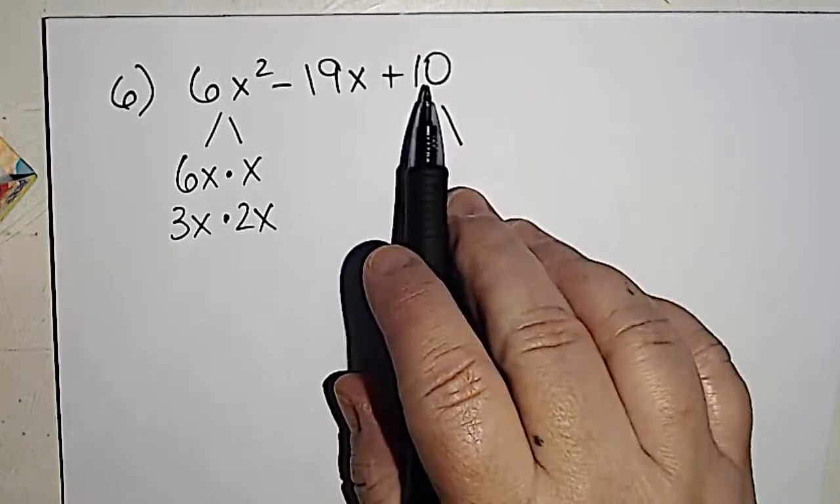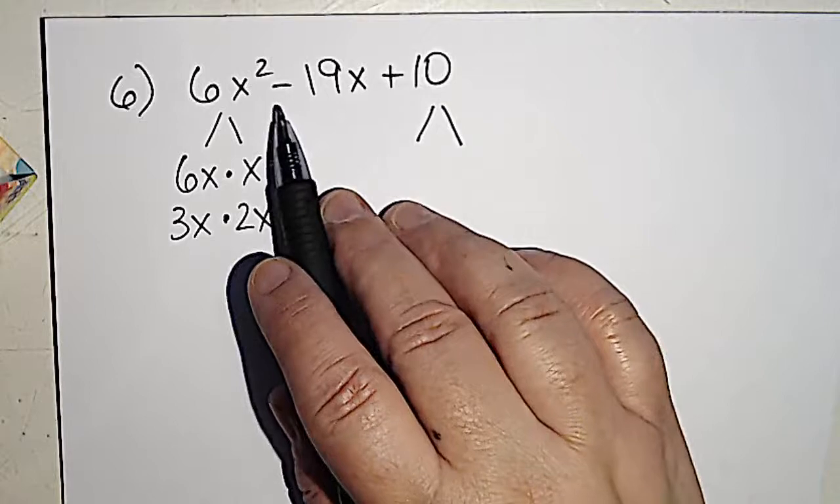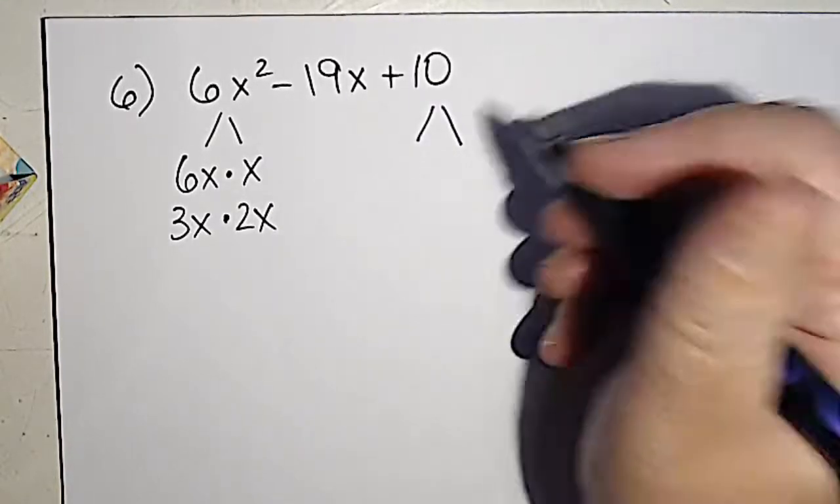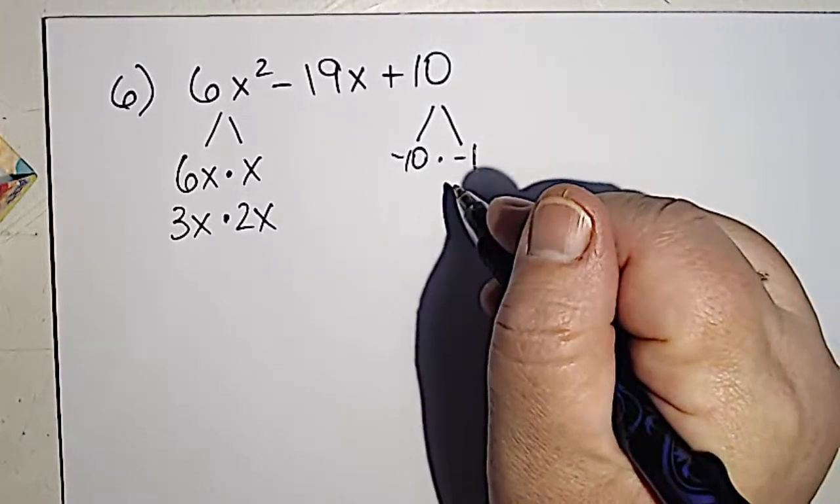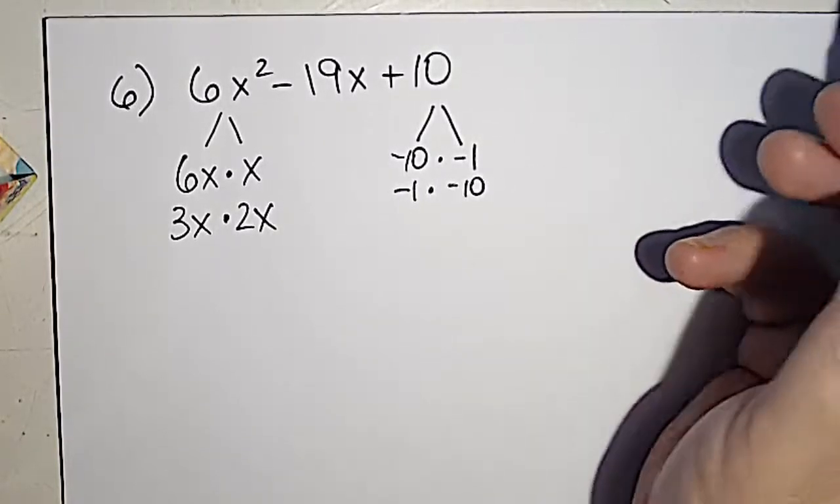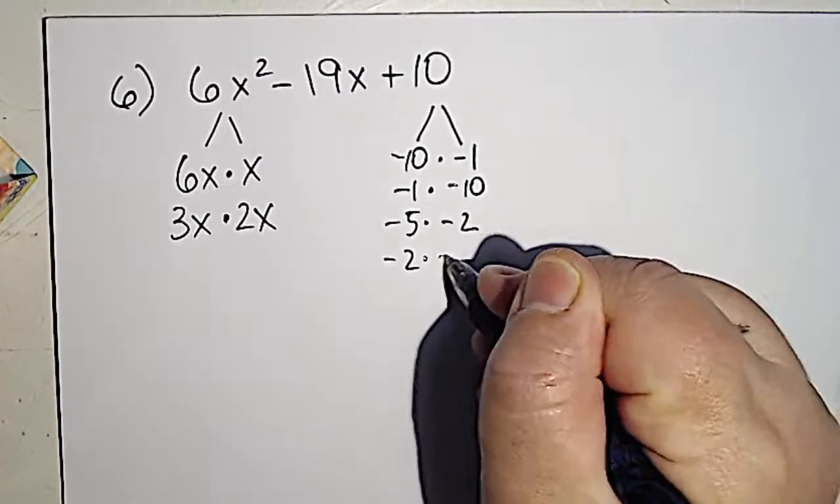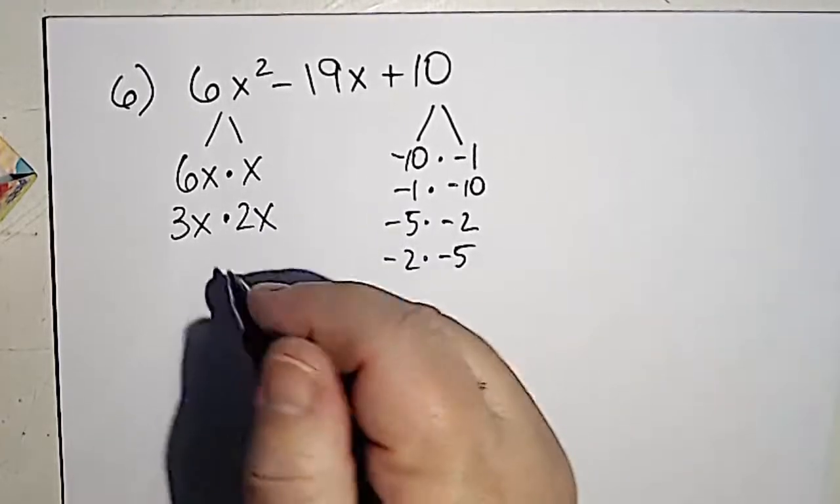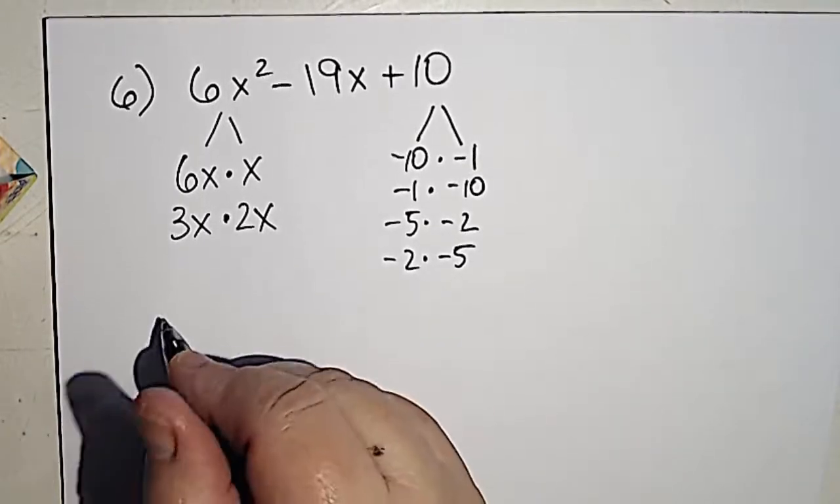Now over here, I get 10, but I got to pay attention to that minus sign. So I got to do negatives that give me 10. So negative 10 times negative 1. And then I have to remember I have to change the order. So negative 1 times negative 10. Negative 5 times negative 2, negative 2 times negative 5. Okay, I think there are 2 here. There are 4 here. So I'm going to have 8 possibilities.